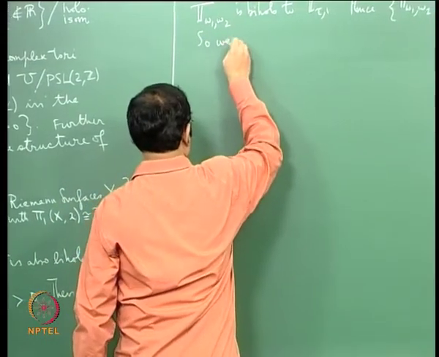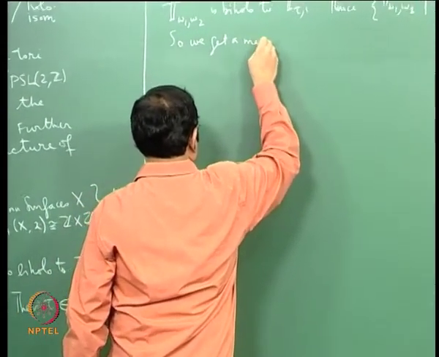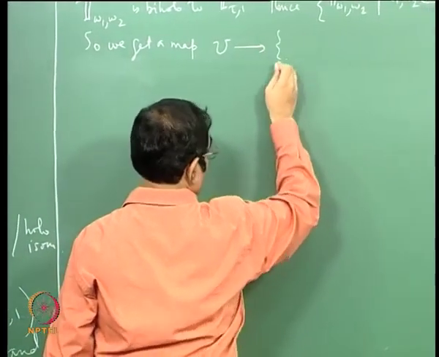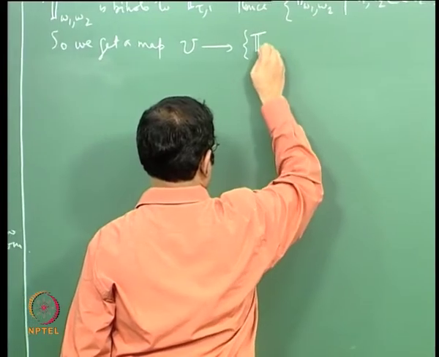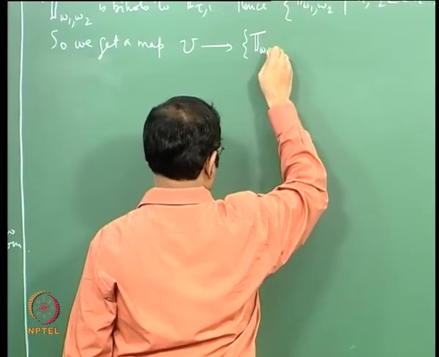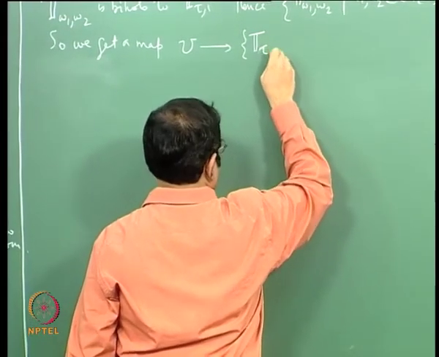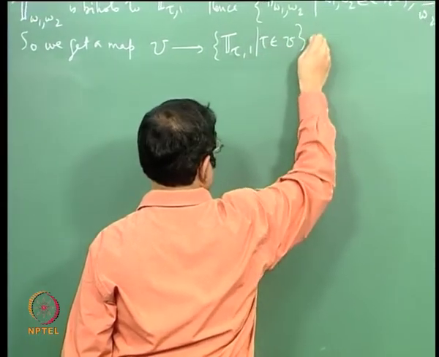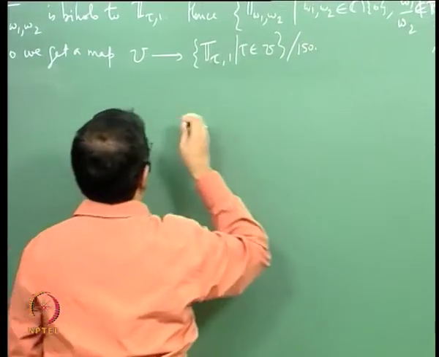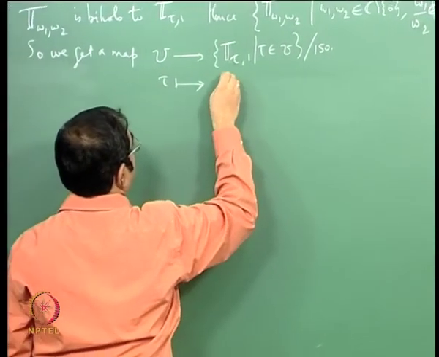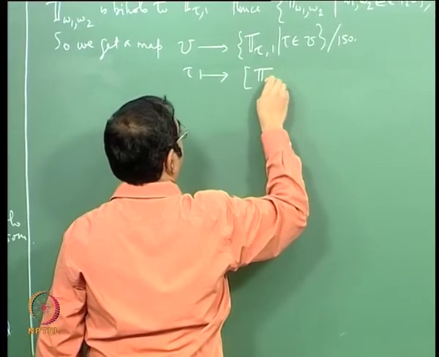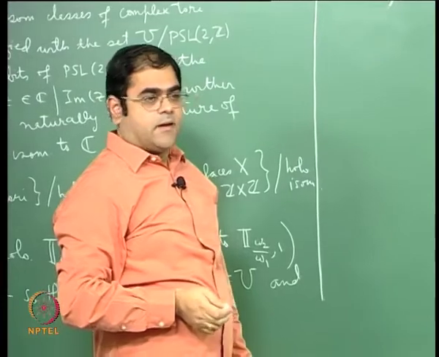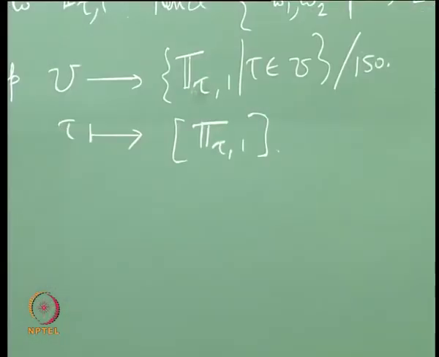So we get a map from U to the set of all Riemann surfaces, the set of all complex tori, mod isomorphism. Namely, you just send tau to the isomorphism class of T tau comma 1, okay. So you have a map like this, and now you know what it is that we are trying to prove.